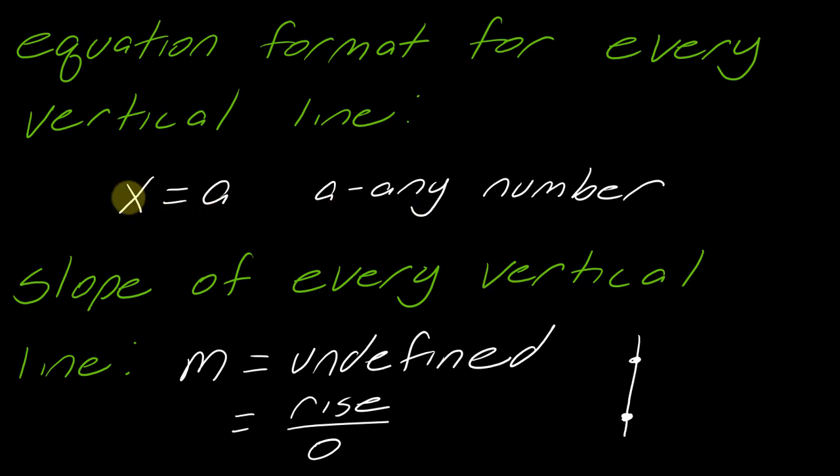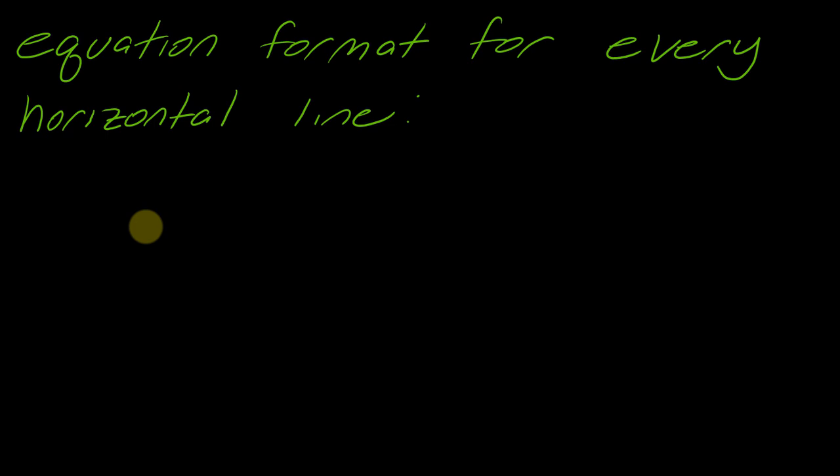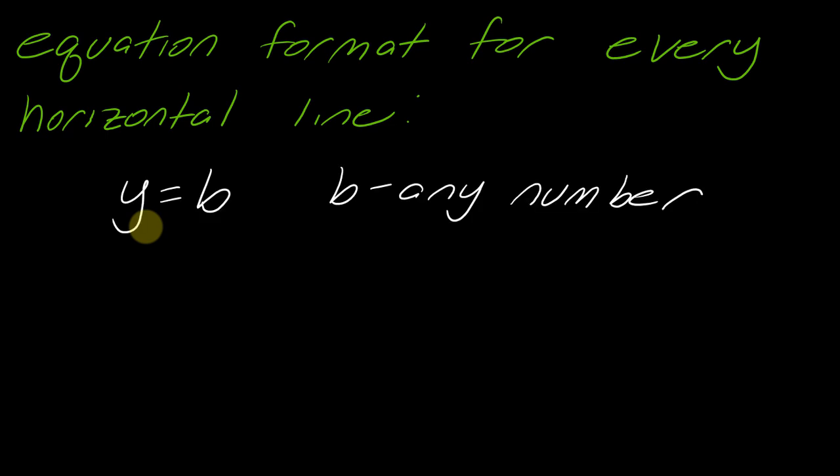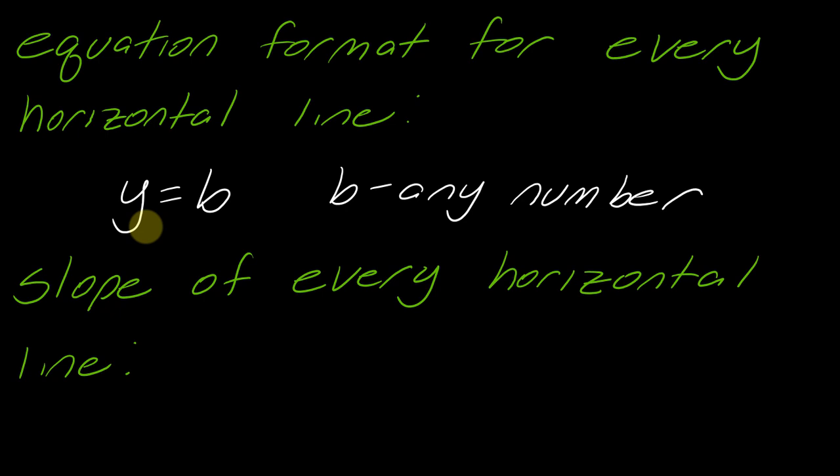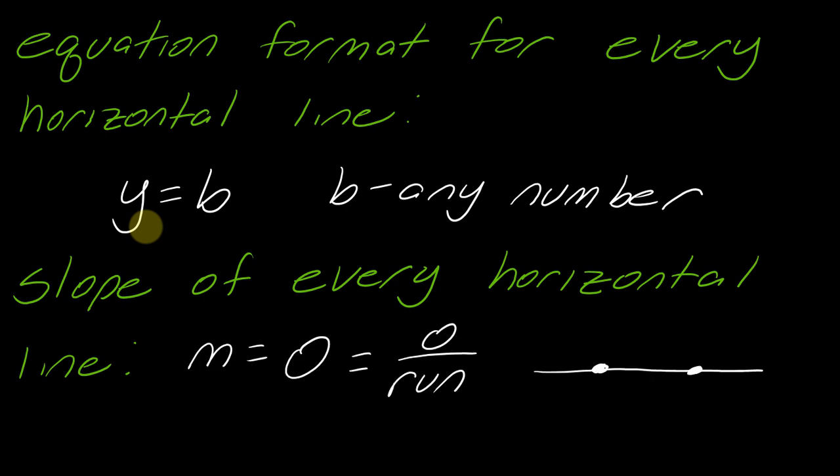But yeah, so every vertical line has this kind of funky looking format of just x equals some number. And then a horizontal line has the format y equals b, where b can be any number. This one maybe could be a little easier to remember because the b also will be the y-intercept, so you might remember that from the slope-intercept equation. And the slope of every horizontal line is going to be 0 because it's a 0 rise, and then whatever run you have between 2 points. So that is vertical and horizontal lines. Those will come up from time to time.